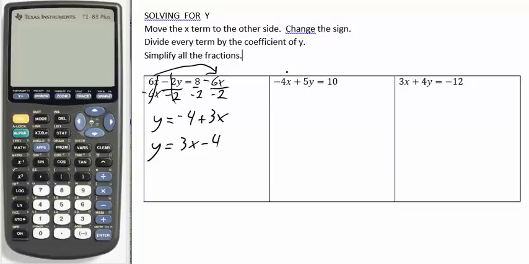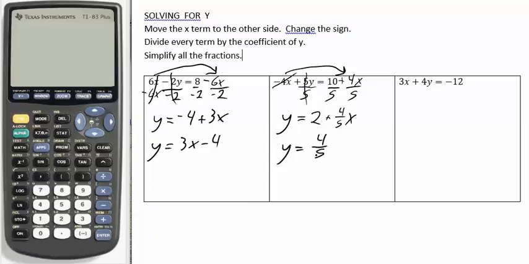All right, so move the x term to the other side and change the sign. Divide by the coefficient of y. Simplify all the fractions. 10 divided by 5 is 2. 4/5 is already simplified. So plus 4/5 x. And then if we really wanted it into slope-intercept form, we would just change the order.